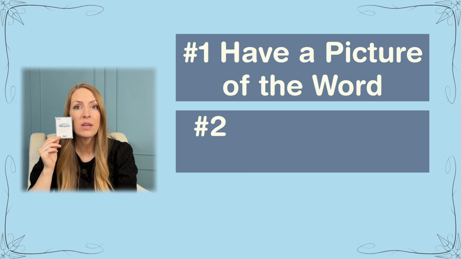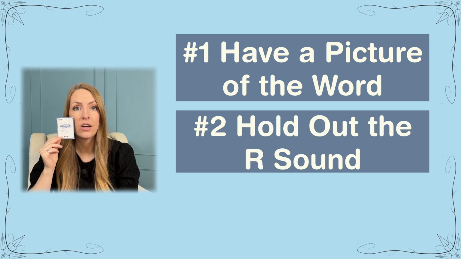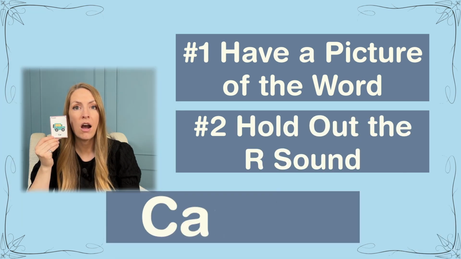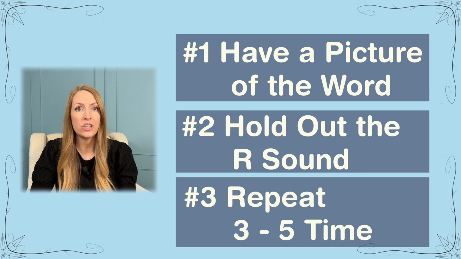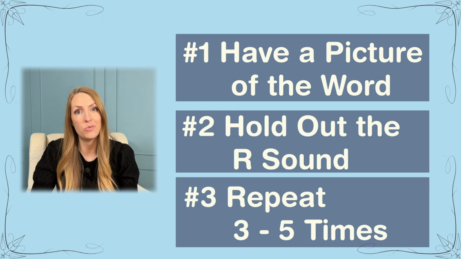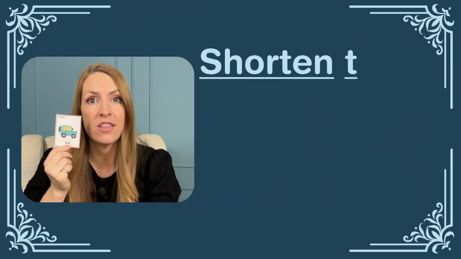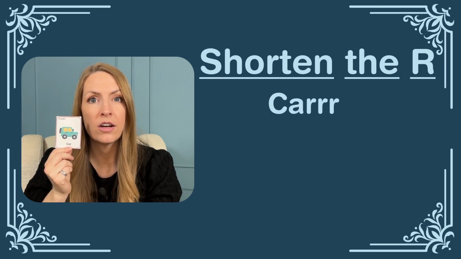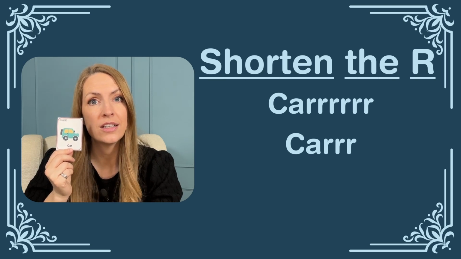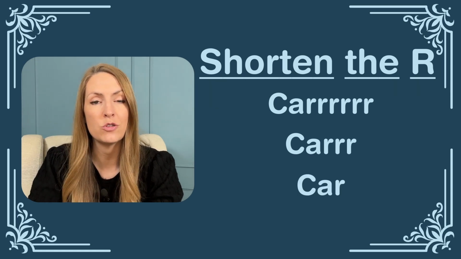And number 2, have them hold out the R sound. Rrrain, carrr. And then number 3, when you are getting a good production of the word, have them repeat it about 3 to 5 times. Then once they're getting more consistent and it's getting easier for them to get the correct R in there, then as you're practicing, you can start to shorten the R. So if you're doing car, it would go from carrr down to carr, then eventually all the way down to car. So it's a natural production of the word.